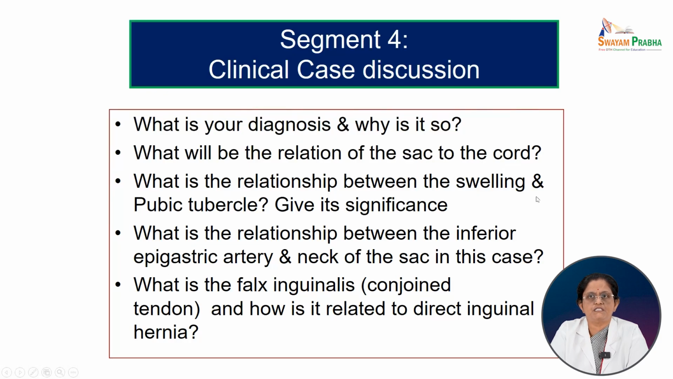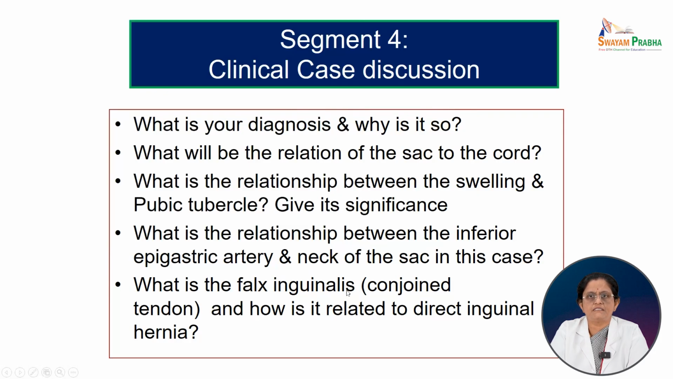What is the relationship between the swelling and the pubic tubercle? As has been explained earlier, the swelling will appear above and medial to the pubic tubercle. This is very important because you have to differentiate an inguinal hernia from a femoral hernia, which appears through the femoral canal. That is going to be below and lateral to the pubic tubercle. What is the relationship between the inferior epigastric artery and the neck of the hernial sac in this case? This is a case of direct inguinal hernia, so the neck of the sac will be medial to the inferior epigastric artery.